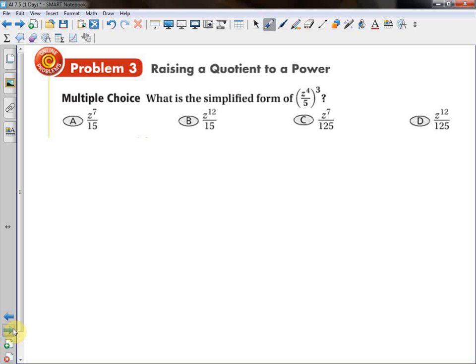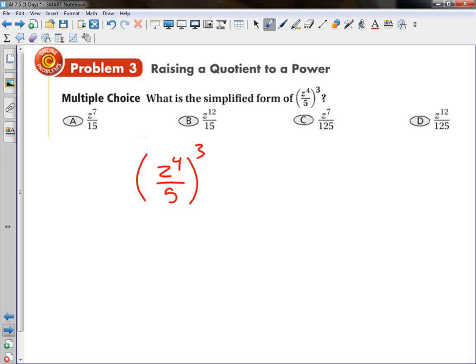This is a multiple choice problem. It says, what is the simplified form of z to the fourth over 5, and all of that raised to the third power? Well, let's figure it out. So it looks like that.